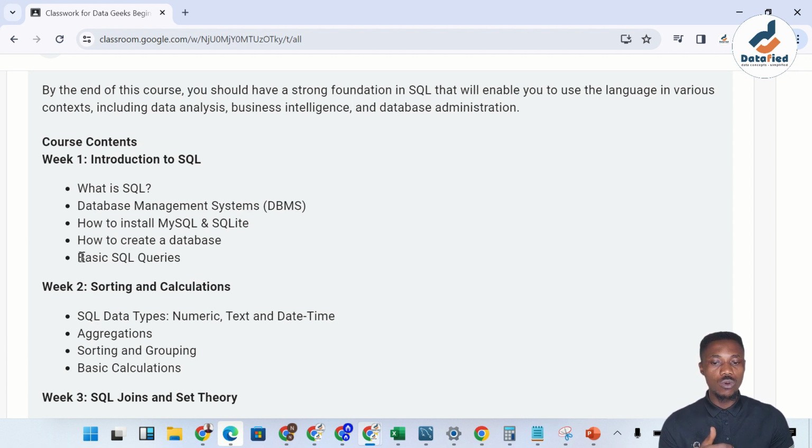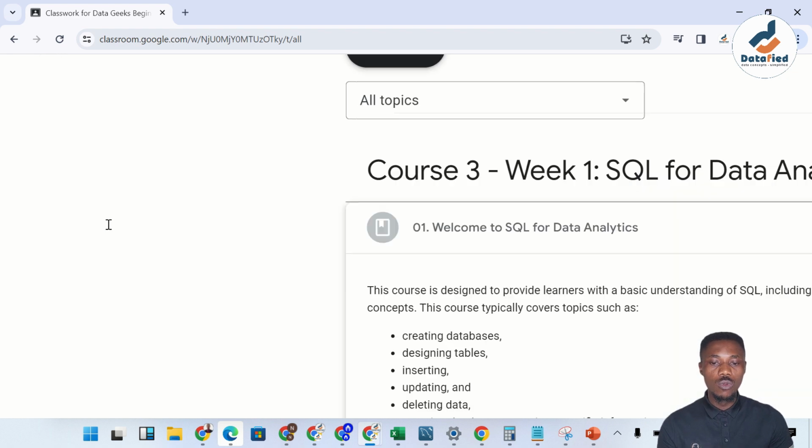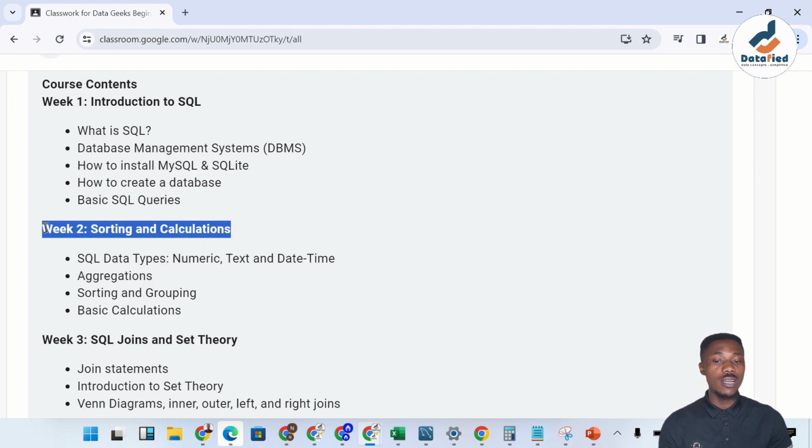This week, we shall also begin with some basic SQL queries. So get set. In just 1 week, we have lots of things to learn. So please prepare your mind and ensure that you are up to date. I mean, follow through this course as it should be followed. All right. In the second week, we'll look into sorting and calculations.